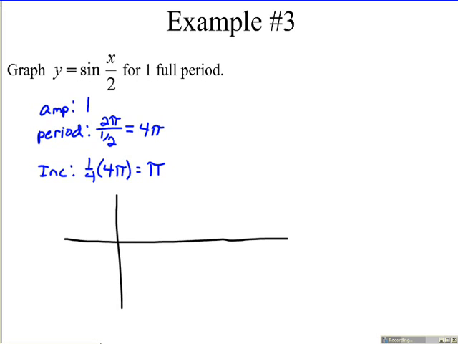We just need to graph one full period here. So starting at 0, add the increment. 0 plus pi is pi. Pi plus pi is 2 pi. 2 pi plus pi is 3 pi. 3 pi plus pi is 4 pi. Amplitude of 1. It's a sine graph. Sine graphs, we know, always have to start on the center line. It's a positive sine graph, so it is going to go up.